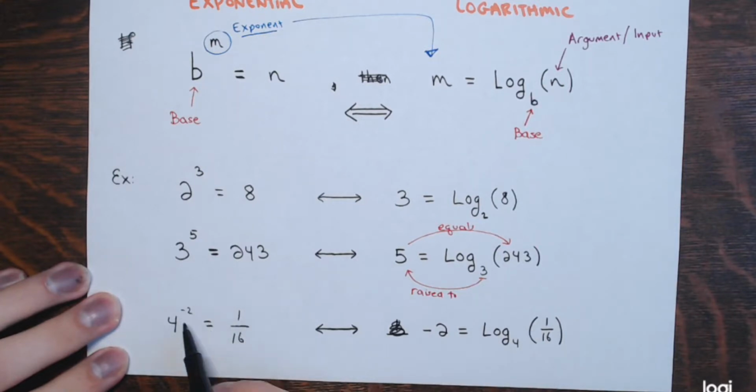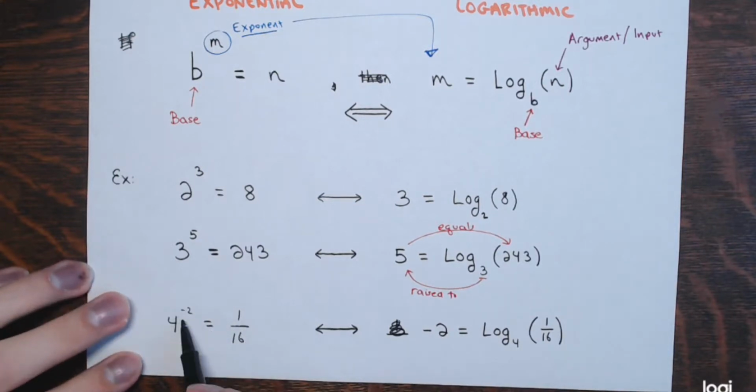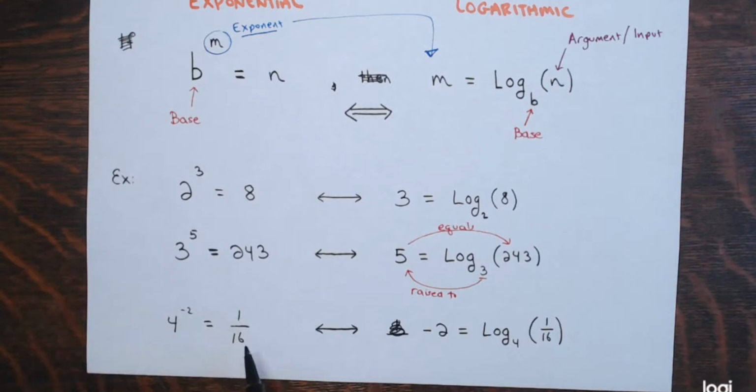Hopefully you remember your negative powers, right? 4 to the -2nd is just the reciprocal of 4 to the 2nd, so positive 1/16. Okay, and you should be able to go back and forth between these. If you're given a statement in exponential form, you should be able to translate it to the equivalent logarithmic form, and vice versa.